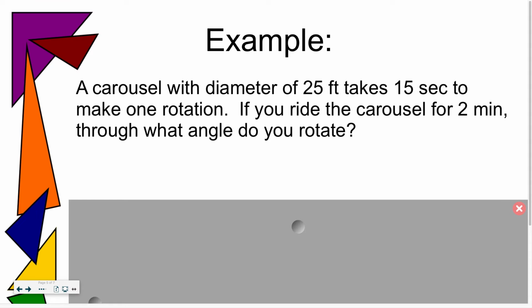So you went around 8 times. 15 seconds. 8 times 360. Oh, let's do it. So that's 8 rotations. Even 2 minutes. It takes 15 seconds to make one rotation. Careful, 2 minutes. 8 rotations for 2 minutes. 2,000 divided by 2,280.